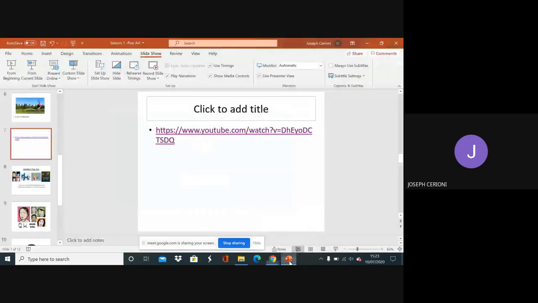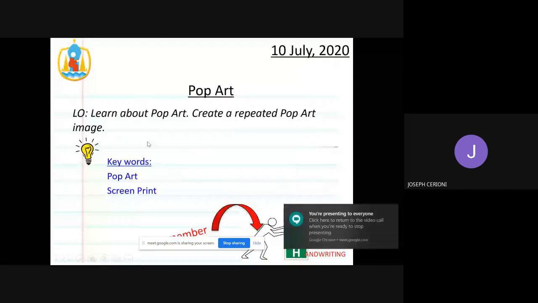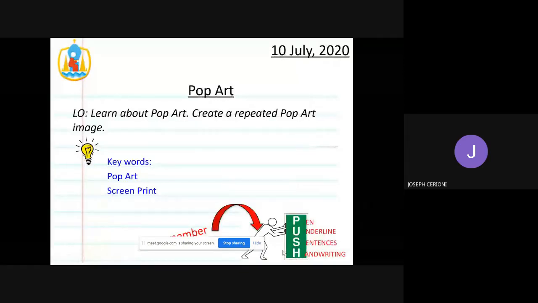So this is the first lesson that was set before lockdown. And the idea of this project was to produce a self-portrait inspired by pop art and pop artists. So today I'm just going to talk to you about what pop art is and was.